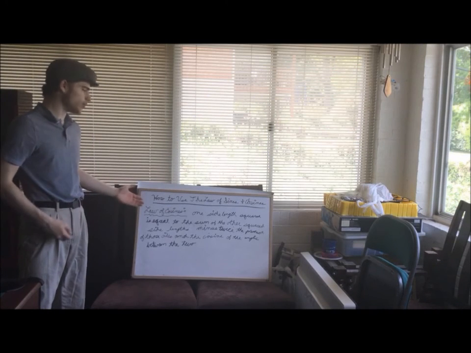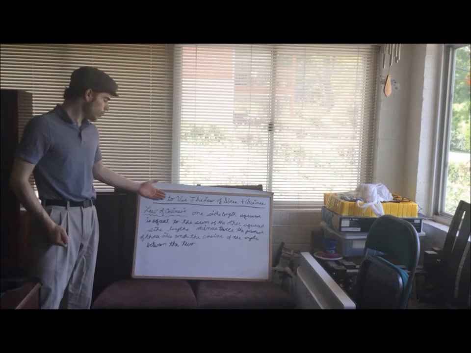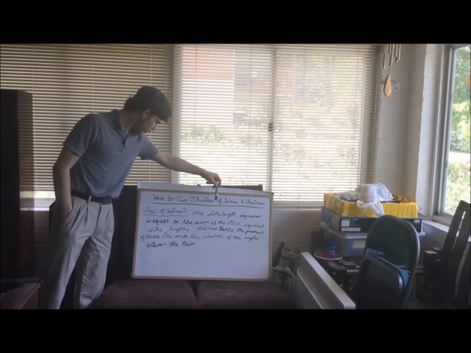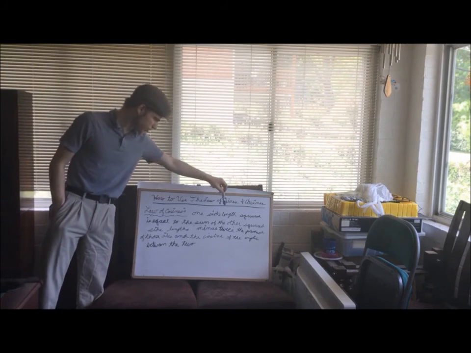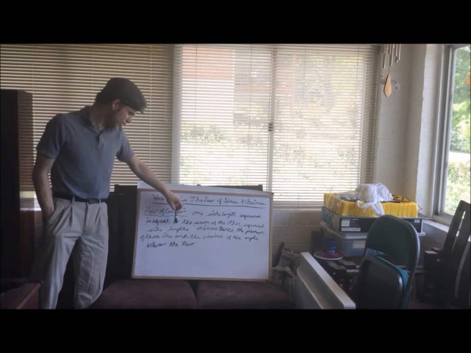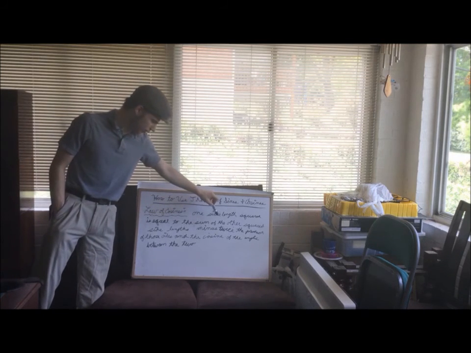Well, what is the law of cosines? In word form, the law of cosines is: one side length squared is equal to the sum of the other squared side lengths minus twice the product of those sides and the cosine of the angle between the two.